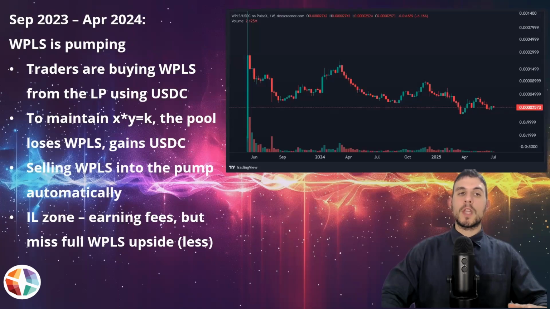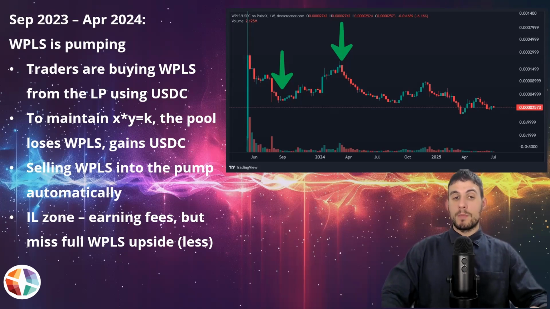So if we have a look at this example here, we're going to look at a period from September 2023 until April 2024. So Pulsechain was pumping during this period. So traders are basically buying Pulsechain from the LP using USDC. To maintain X times Y equals K, the pool is losing Pulsechain and gaining USDC. So in other words, it's selling Pulsechain into the pump automatically. This is the impermanent loss zone. Basically, you're earning fees, but really you're missing the full Pulsechain upside if you just held Pulsechain and sold at the top.